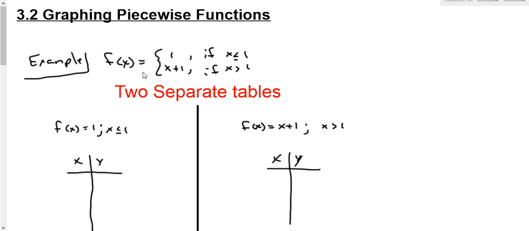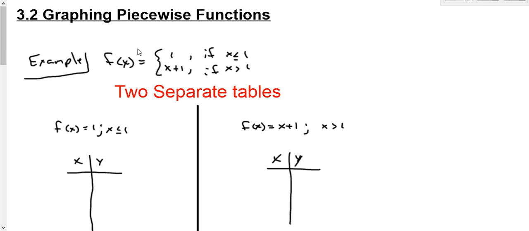This is the second day of section 3.2, and we will be graphing piecewise functions. Piecewise functions, as we talked about in, I believe it was section 3.1, are functions set up to include two different possibilities or more, could be three or more, where you have a different expression for a specific set of given values of x.